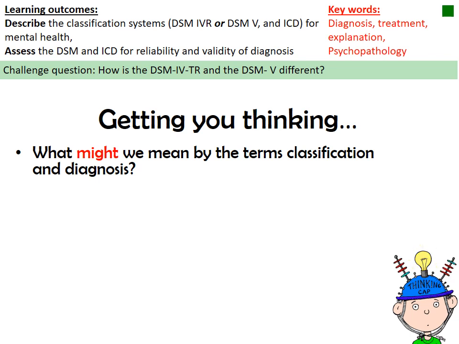In this section, I'm going to be looking at the two main classification systems used in the field of mental health, which are the Diagnostic and Statistical Manual of Mental Disorders, also known as the DSM, and the International Classification of Diseases, the ICD.